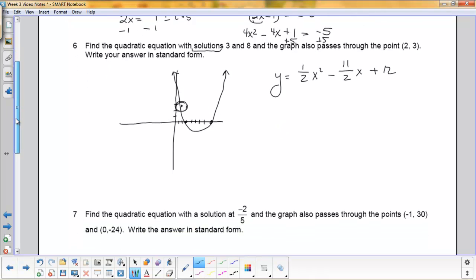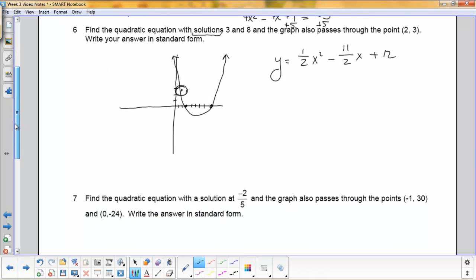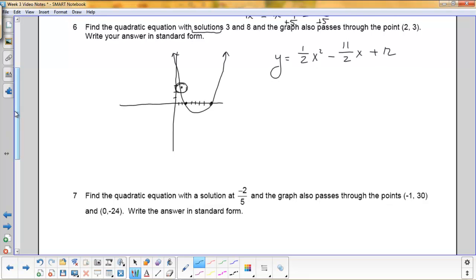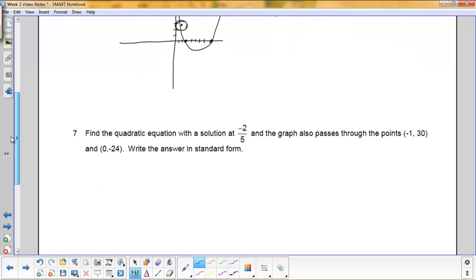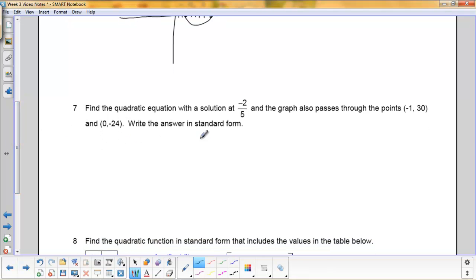All right, we're going to try that one more time. Please remember that when you do this with quadratic regression, you must always have 3 points. If you have 3 points, then you can use quadratic regression. If you don't, then you can't. All right, so the 3 points I've got here are negative 2/5, 0, negative 1, 30, and 0, negative 24. I'm going to use those 3 points, plug them into my stat edit feature, and then I will solve using quadratic regression one more time.